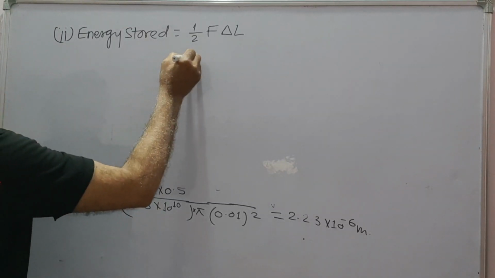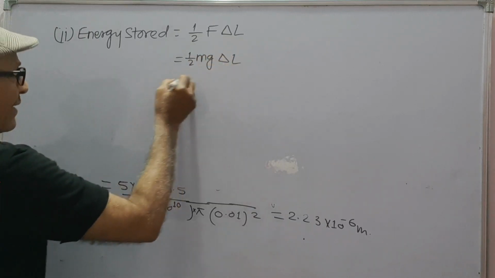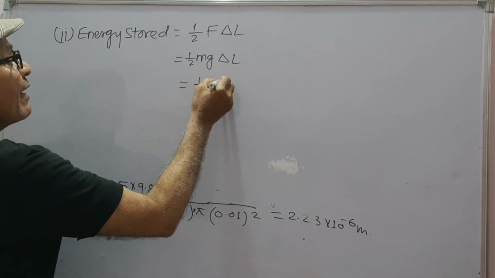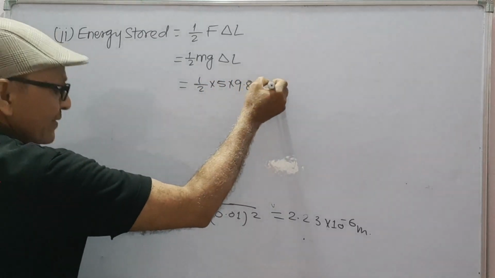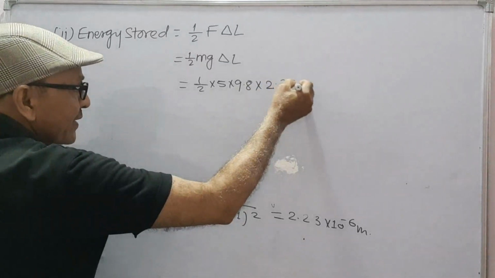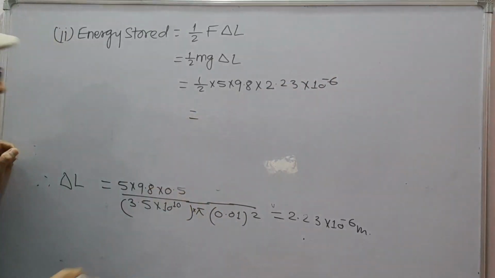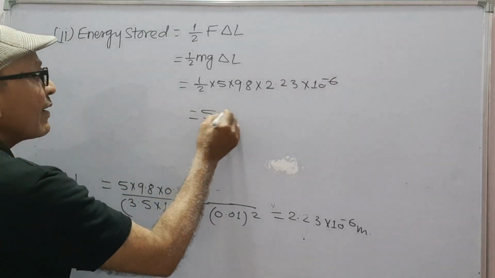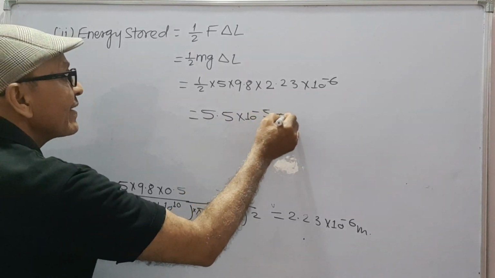Work done is 1 by 2 F into delta L, that is 1 by 2 m into g into delta L. 1 by 2, m is 5, g is 9.8, delta L is 2.23 into 10 to minus 6, which gives 5.5 into 10 to minus 5 joules.